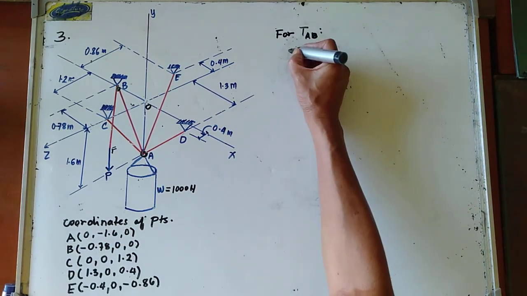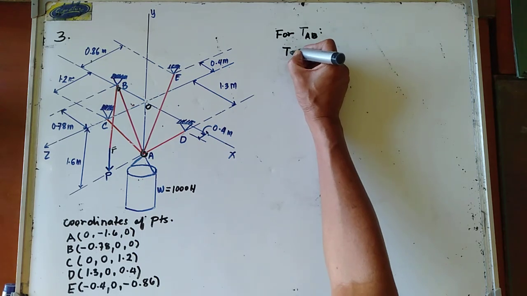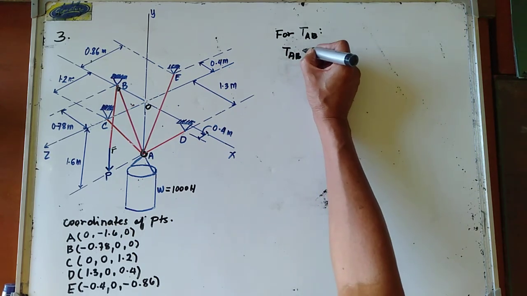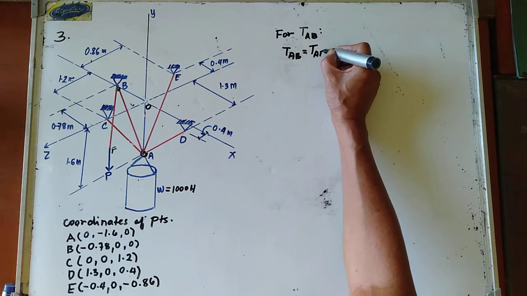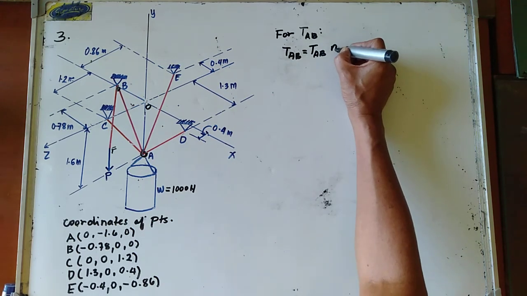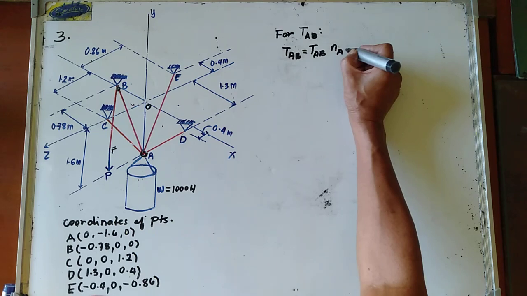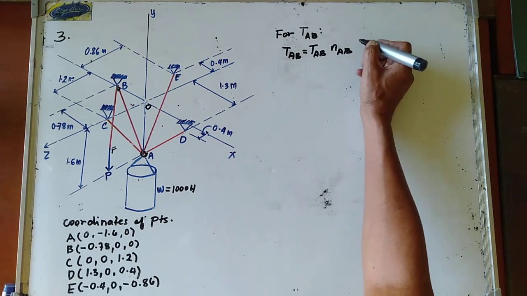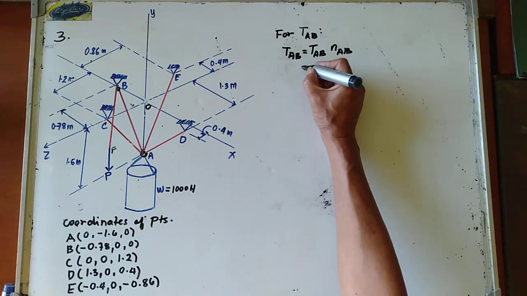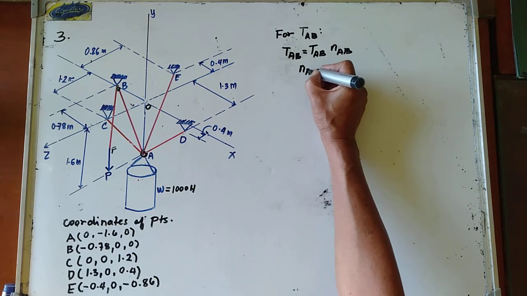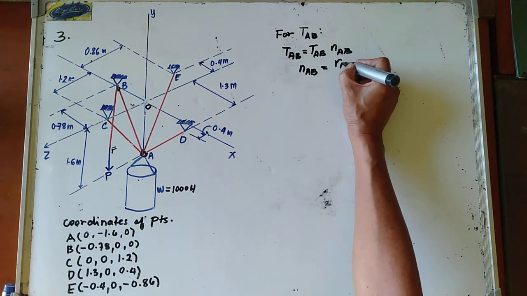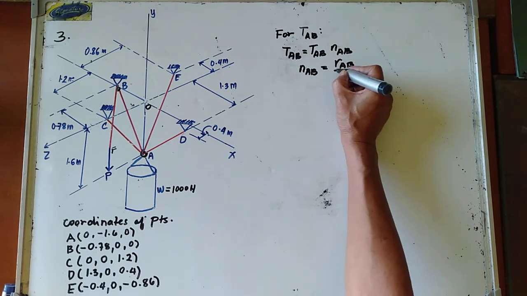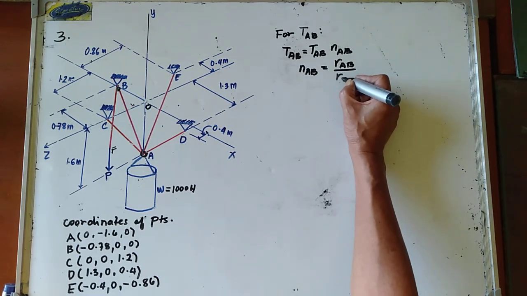So let's now proceed to cable AB. Again, your TAB is equal to the magnitude of this vector multiplied by a unit vector AB. So a unit vector AB is your position vector AB all over the magnitude AB.